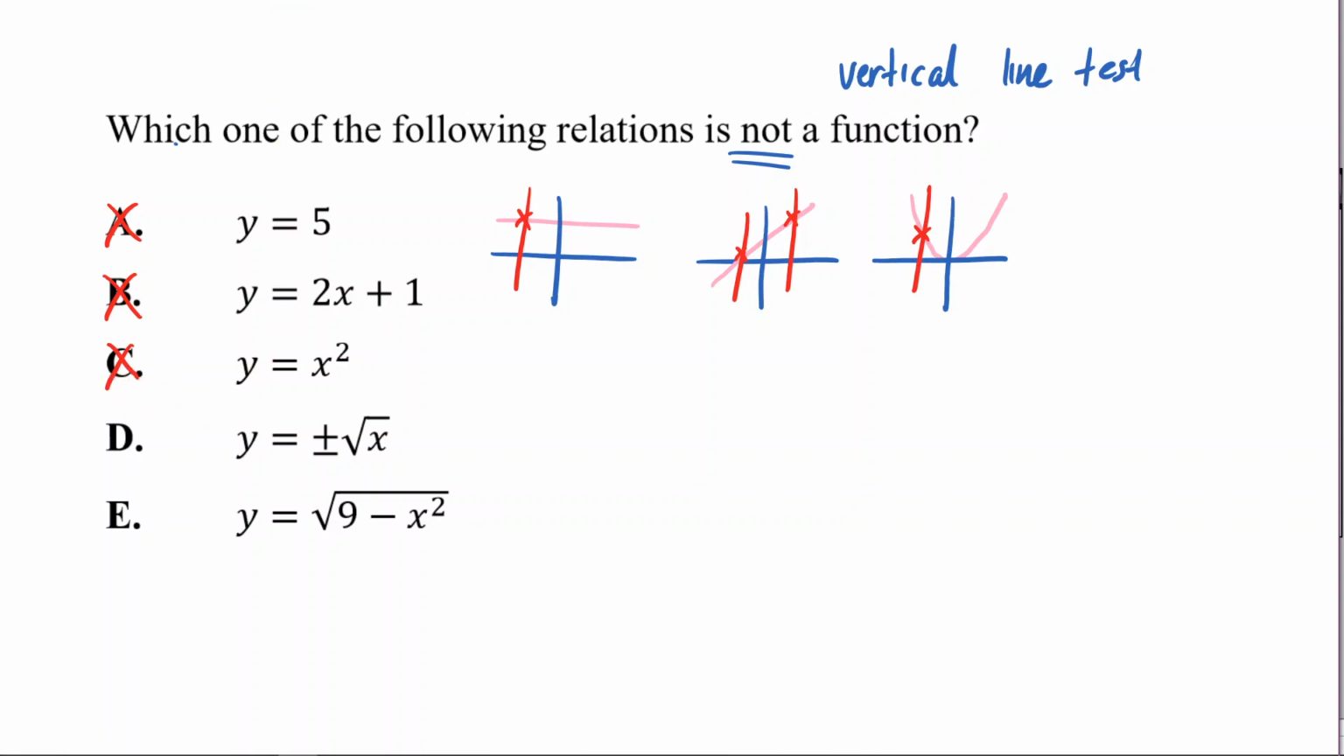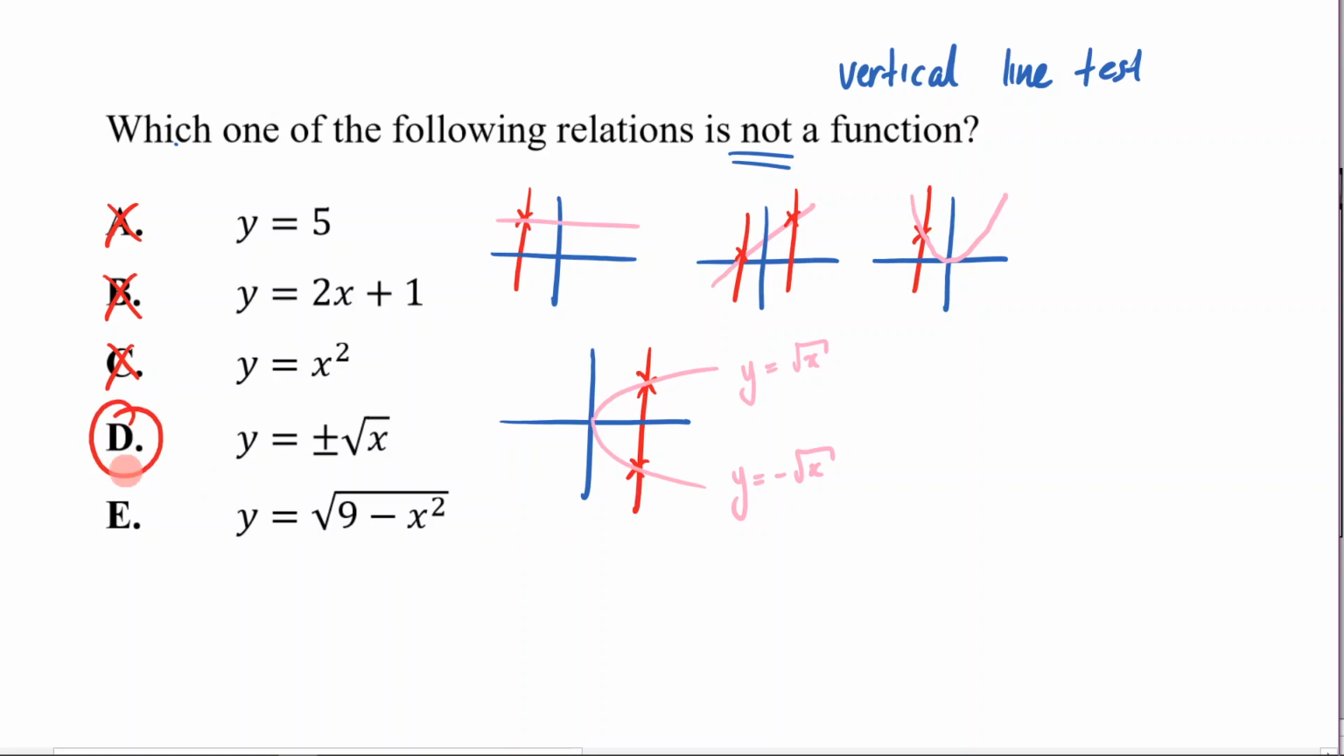Then we come to D, and D looks a bit strange, doesn't it? Because we've got that plus or minus, so it's a square root graph. So if we come and draw it here, it's a square root graph, and because it's got a plus or minus next to it, it means that we're considering this side and this side. This is y equals the square root of x, and this is y equals negative the square root of x. So the fact that we have this plus or minus here tells us that we're considering both sides of this thing. And sure enough, if I was to draw a vertical line through this, I'm going to touch it twice. So that means D is my answer. It's not going to pass the vertical line test. Therefore, it is not a function.